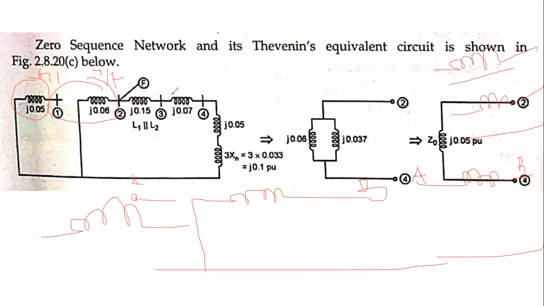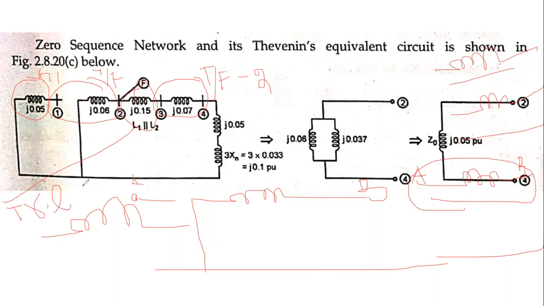Next, the transformer. What is the equivalent for transformer 2? This is the equivalent for transformer 2. Understand, this is transformer 2 and this is the transmission line, and this is transformer 2 and this is the generator. What is the connection for that generator?